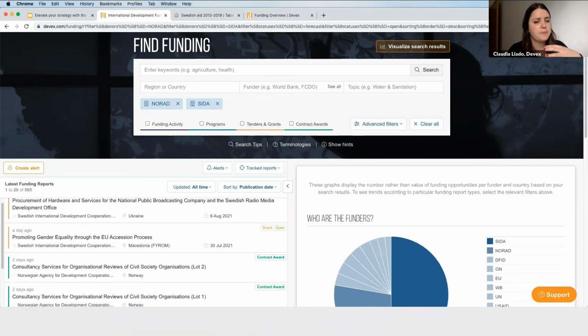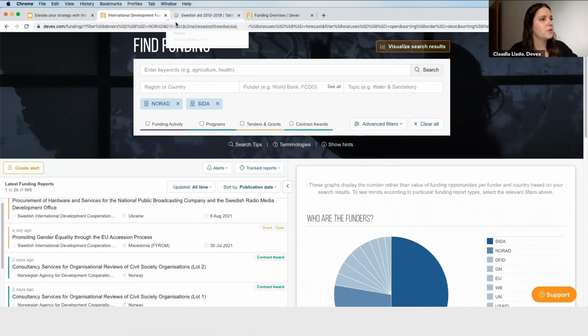We also have previously published a piece on a decade of Swedish aid, where our team dove into data for Swedish aid disbursements over the past decade. They analyzed their geographical focus, the sectors of focus, strategic priorities, and who the main recipients of that aid were.